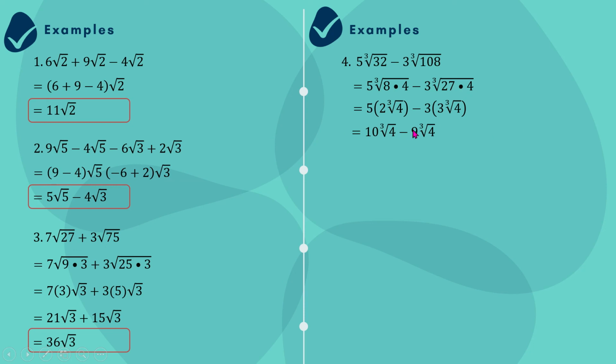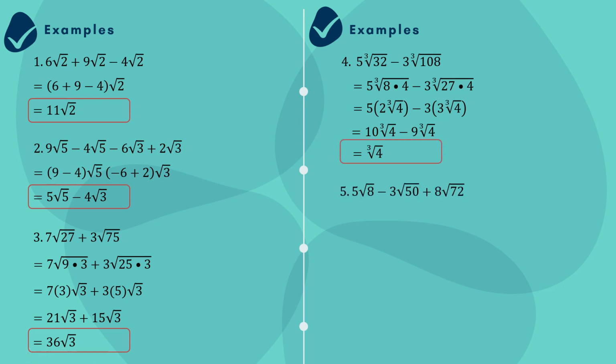So pwede na masubtract ang 10 ug ang 9 since they are of the same radical na cube root of 4. So the answer, 10 minus 9 is 1, or pwede po siya cube root of 4 na lang. Understood nga imaginary 1 ang coefficient sa gawas.